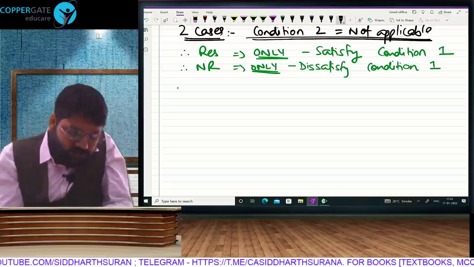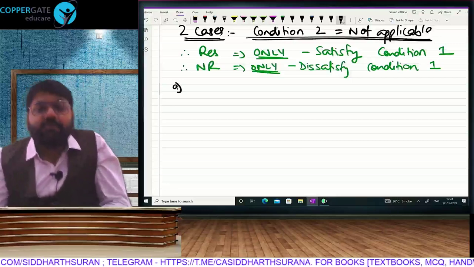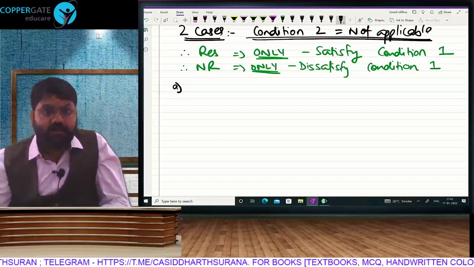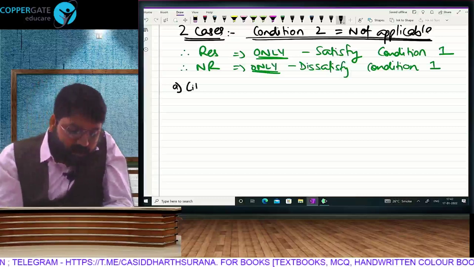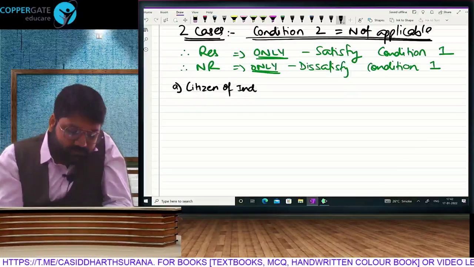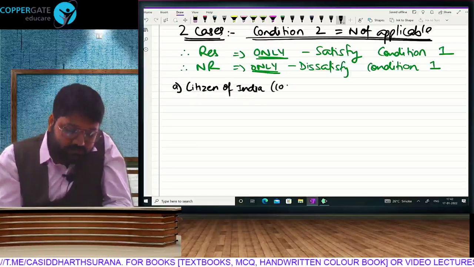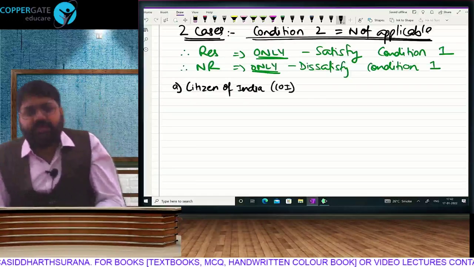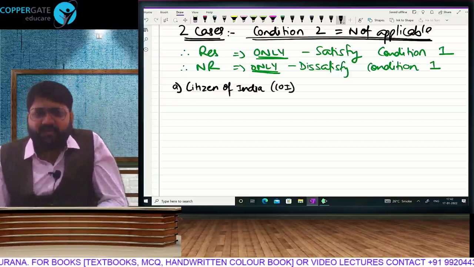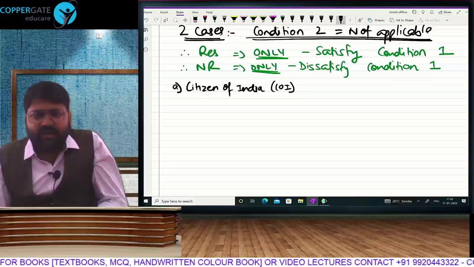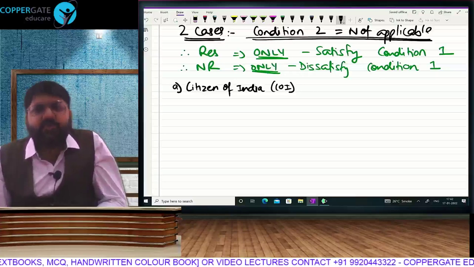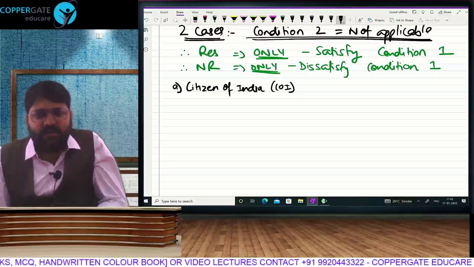Who are those two people? First person who falls in the exception: a citizen of India. There are various ways in which you can become a citizen of India, and this is not taxation, ladies and gentlemen. This is school civics. This is general knowledge.